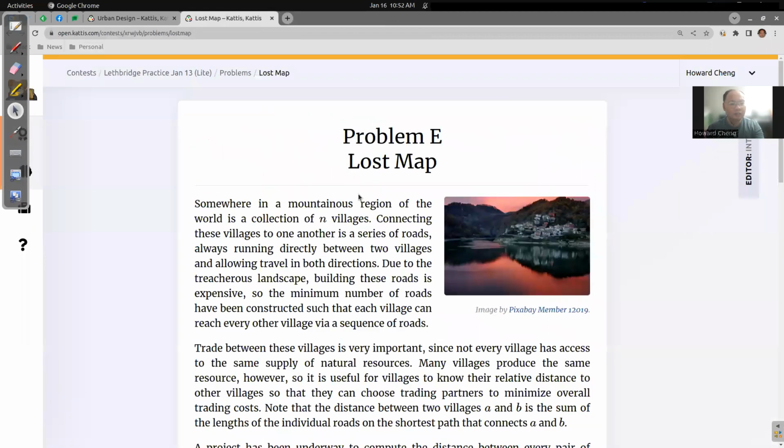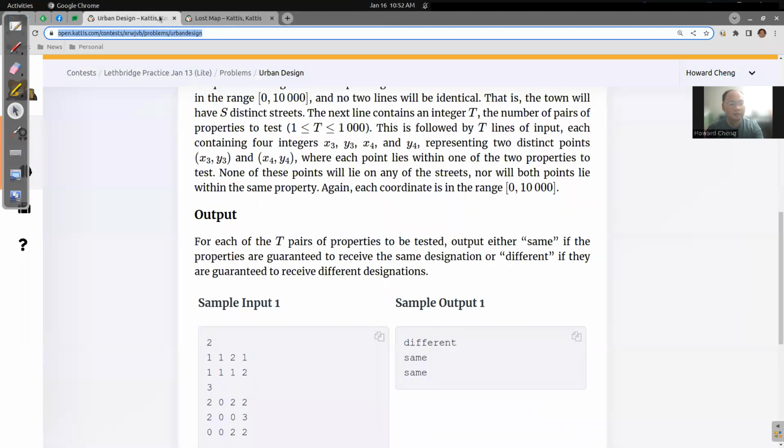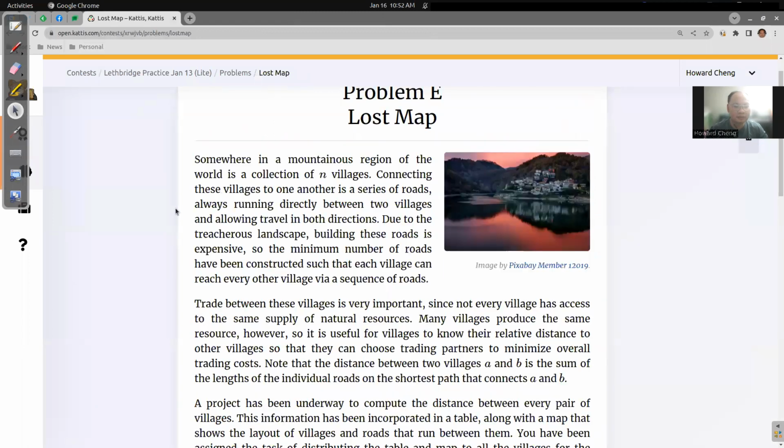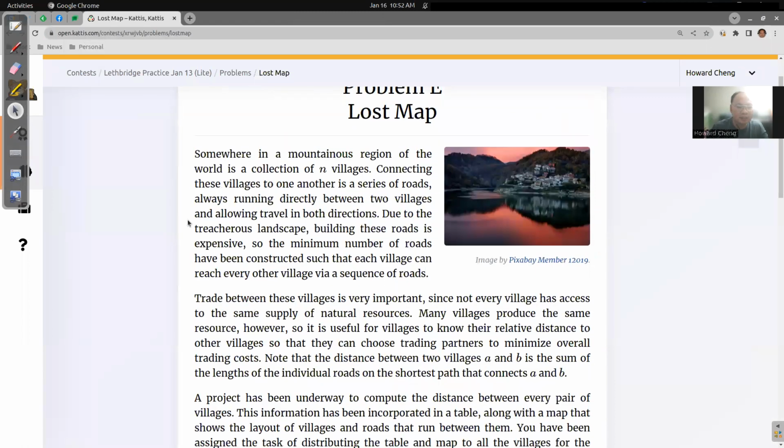Okay, the last one that I want to talk about, I guess the 5th easiest problem in this set, is called Lost Map. Somewhere in the mountainous region of the world is a collection of ant villages. Connecting these villages is a series of roads, always running directly between 2 villages and allowing travel in both directions. So immediately you should think about a graph with n nodes with a bunch of edges that are bidirectional, right?